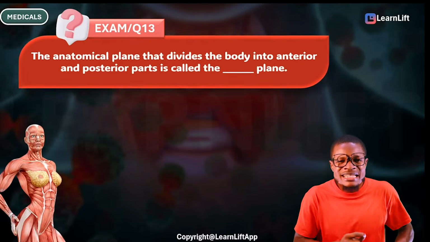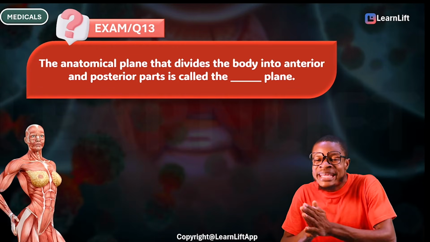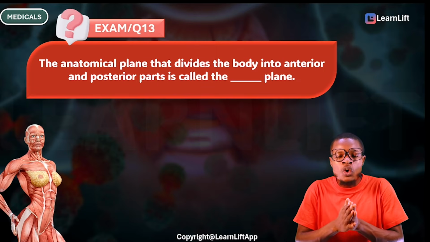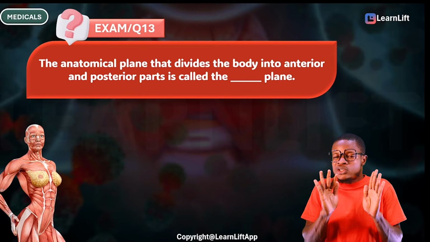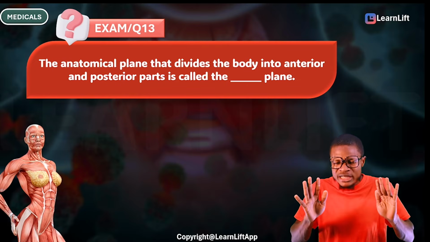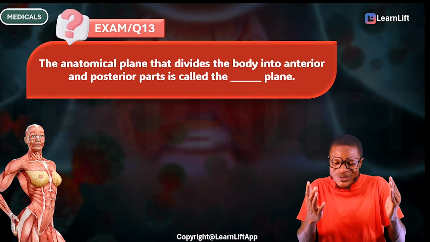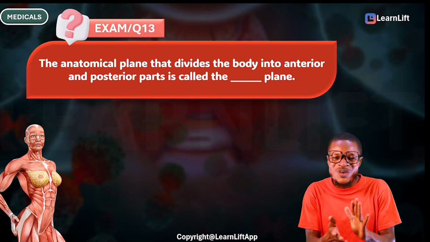Simple. Look at question number 13. Intelligent question says the anatomical plane that divides the body into anterior and posterior is called dash plane. You should know it now. The frontal or coronal. Frontal or coronal.